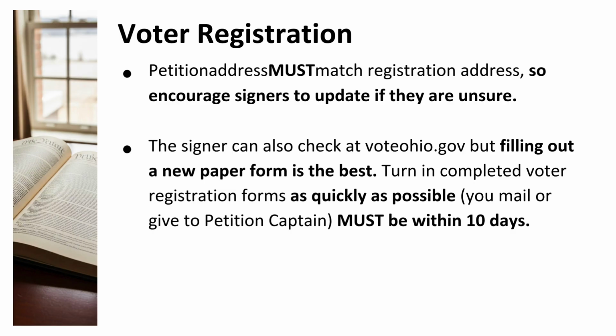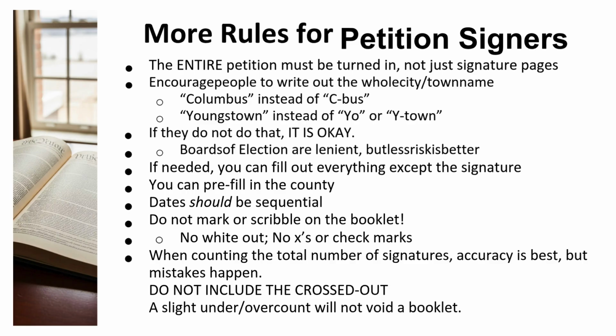Whoops, skipped my page. Like I said, you can fill out everything except the signature line. You should be pre-filling in the county box, so that way you're grabbing the correct petition booklet, because sometimes people will jump the gun and just want to fill a booklet out and move on because they're busy. But if they grab a booklet and they see, oh, that's not my county, I need one for my county, that will stop them from typically filling in an incorrect box on your booklet.